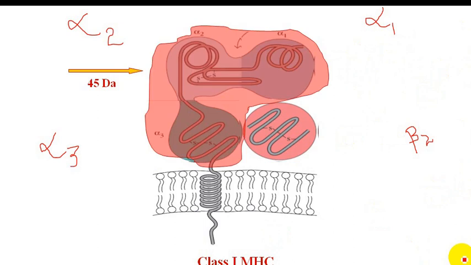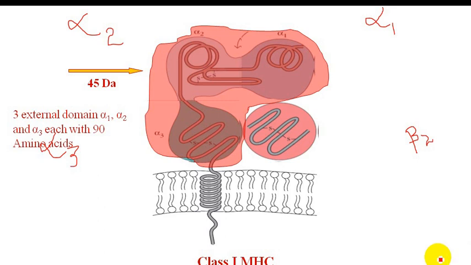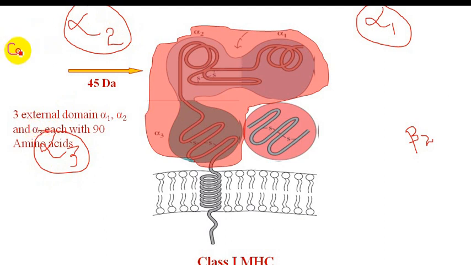These three fragments together, that is alpha 1, alpha 2 and alpha 3, they comprise a 45 kilodalton fragment. And this 45 kilodalton fragment consists of three external domains, alpha 1, alpha 2 and alpha 3, and each of these domains has 90 amino acids. So it has three domains, alpha 1, alpha 2 and alpha 3, and each domain has 90 amino acids each.